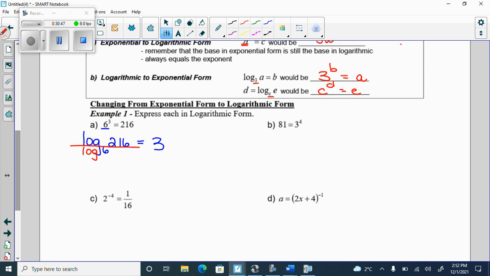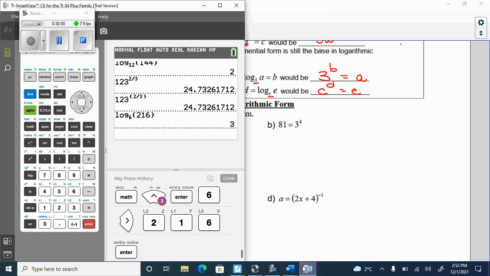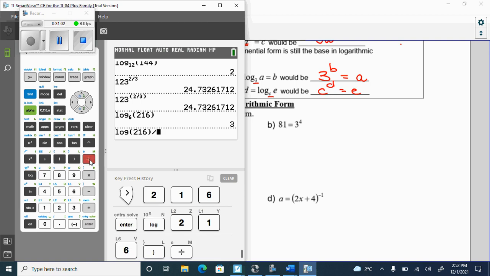Where's the log? The log button is like 3 up from the on. I think it's 3 up. My brain did not fail me. It's 3 up, so it'll get you the same answer. So you can go log 216 divided by log 6.